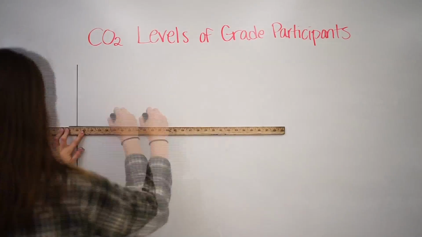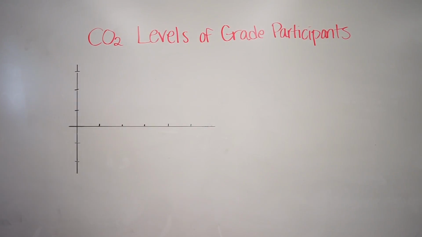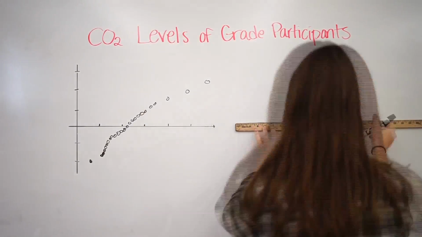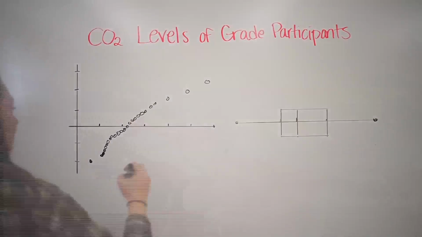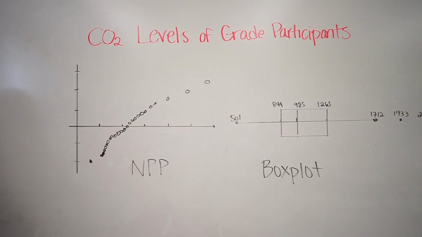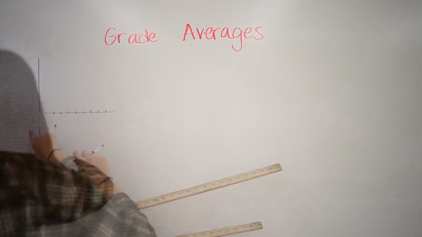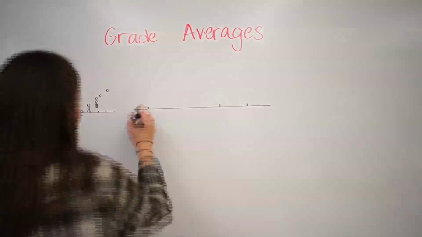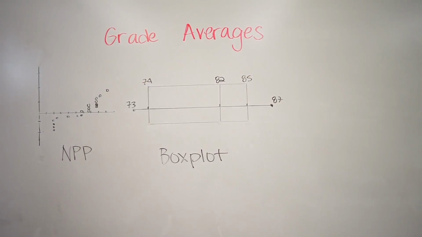This is our display for the CO2 levels of grade participants. As you can see, the NPP is not linear, it has a slight curve, and the box plot is not symmetric, it's slightly right skewed. Here are the graphs for grade averages. We have a wonky NPP and an extremely left skewed box plot.